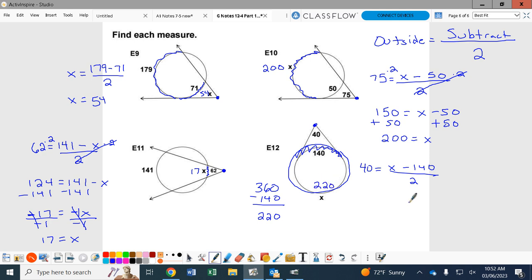Can you get the same answer doing it the other way? Yes, watch. I'll do it for you just so you can see it. It'll be 80 equals x minus 140. Add 140. Add 140. You still get 220. Do you need to do it the long way? No. Okay, guys, that's your notes.